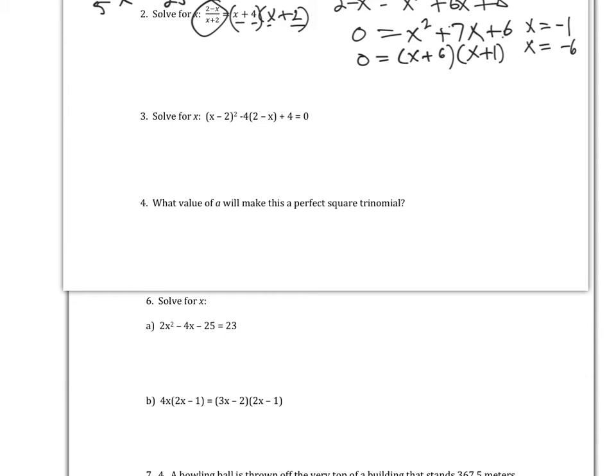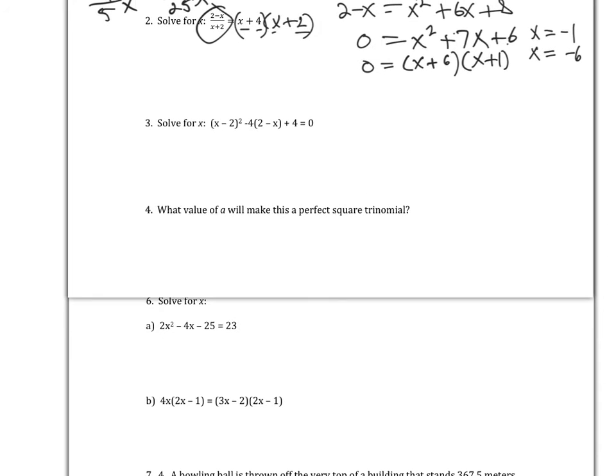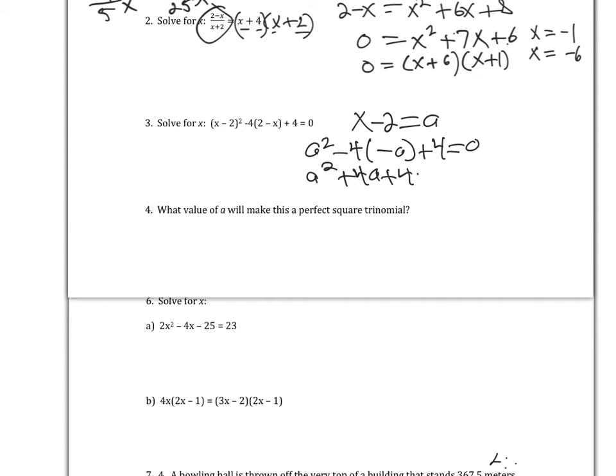Okay, let's look at this next factoring problem here. One of the things we'll notice, and this is a matter of convenience, you don't have to do this, but I find it makes it clear sometimes: x minus 2 is equal to a, so that gives us a squared minus 4 times negative a plus 4 is equal to 0, which gives us a squared plus 4a plus 4 is equal to 0, which factors to a plus 2 squared is equal to 0.